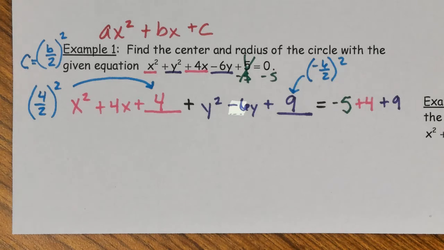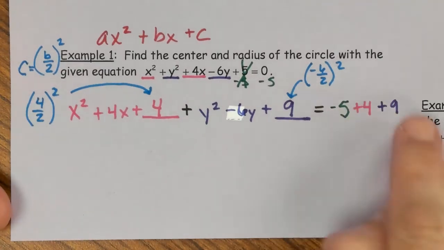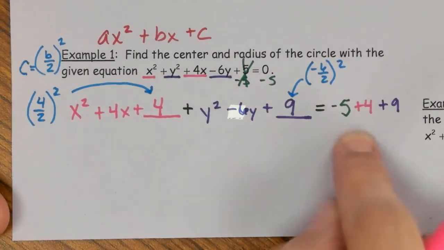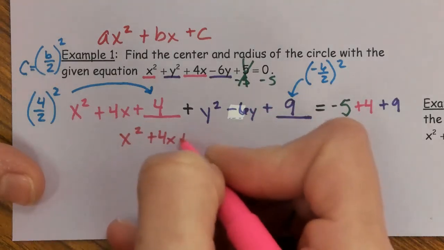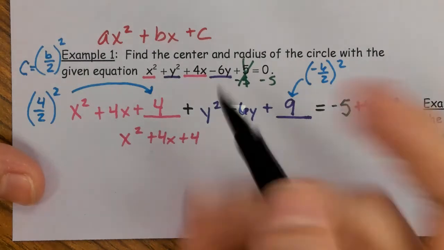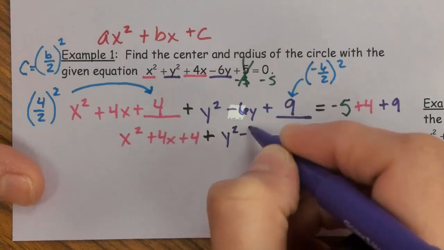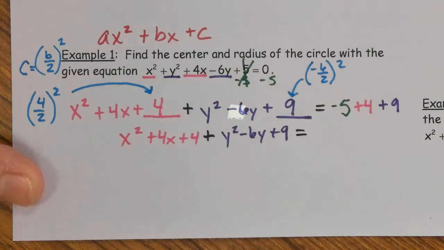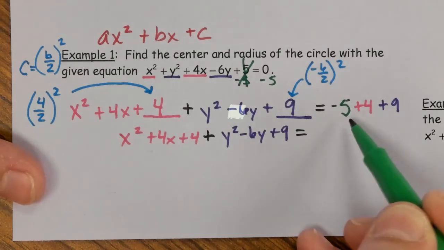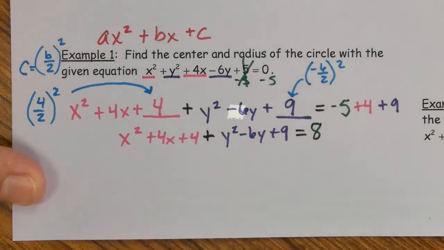What I need to do now is clean this up because this is just messy. So I'm going to rewrite everything, but without these lines underneath, and I'm going to combine my like terms over here on the right. So here we have x squared plus 4x plus 4, followed by all of our y stuff, y squared minus 6y plus 9, all set equal to negative 5 plus 4 plus 9, and we're going to wind up with 8.